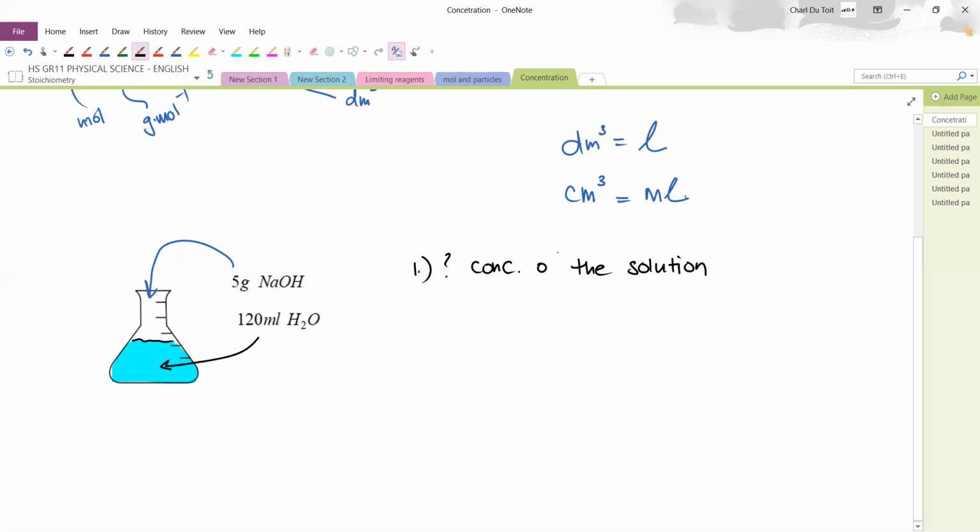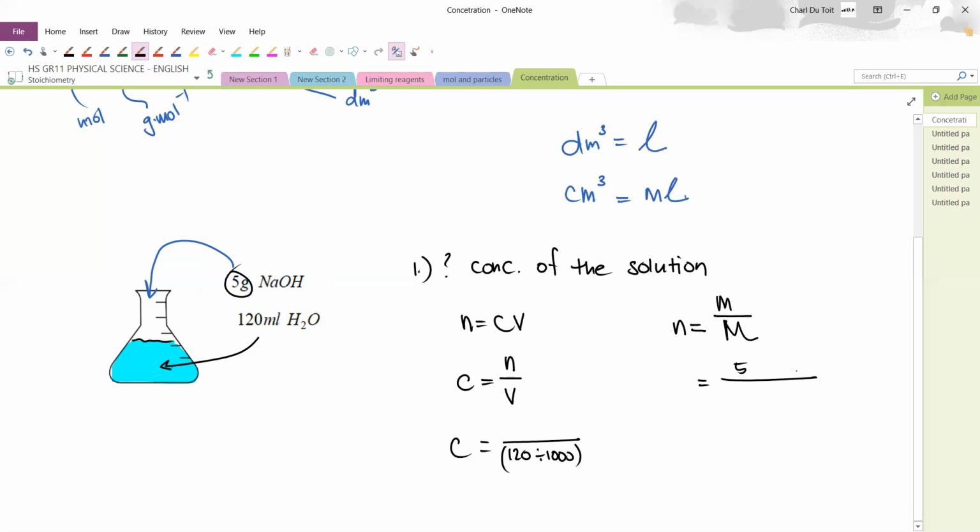Right, good. Let's look at the equation. The amount of mole equals the concentration times the volume. So the concentration is the amount of moles divided by the volume. The volume must be in cubic decimeter or liter, so I take the 120 and divide it by 1,000 to make it liter. But I still need to calculate the amount of mole. Mole is mass over molar mass. So that is 5 gram over sodium, I think it's 23, plus 1 oxygen and a hydrogen.